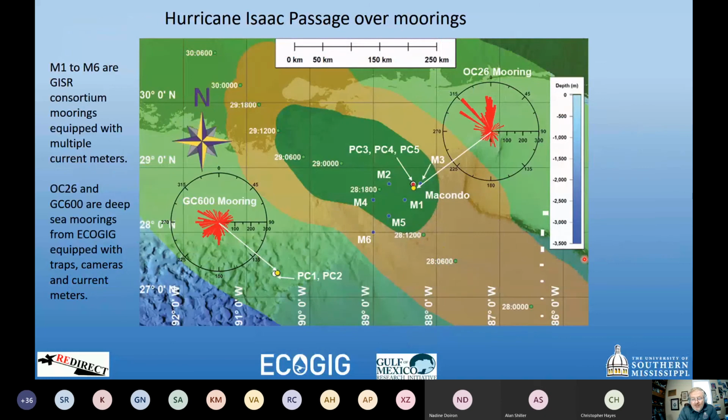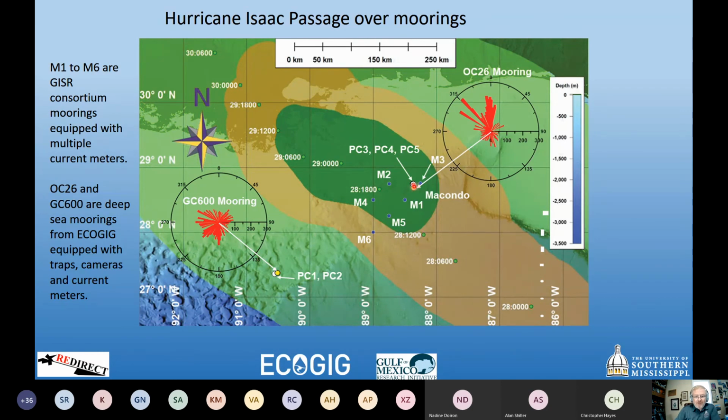And we had the luck that we actually had Hurricane Isaac coming across the moorings we had out there. This is GC600 down here. This is a very large scale, between 600 miles here, something like that. What is that? 1, 2, 3, 4, 5, 600 miles east-west, and then about 180 miles north-south, roughly.